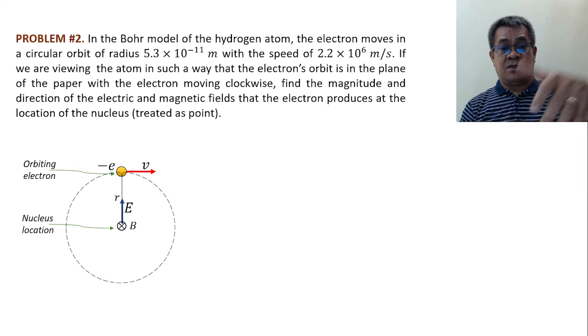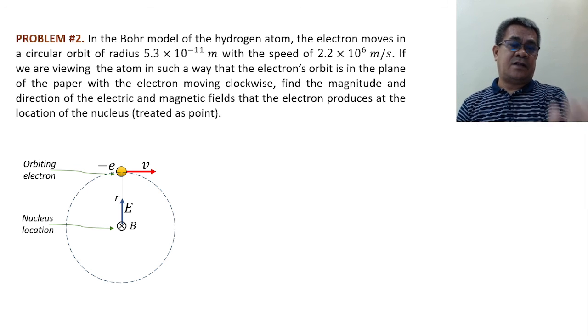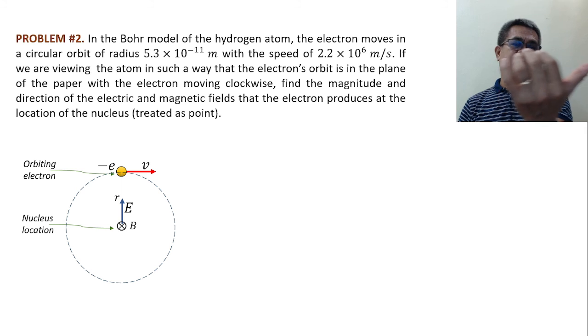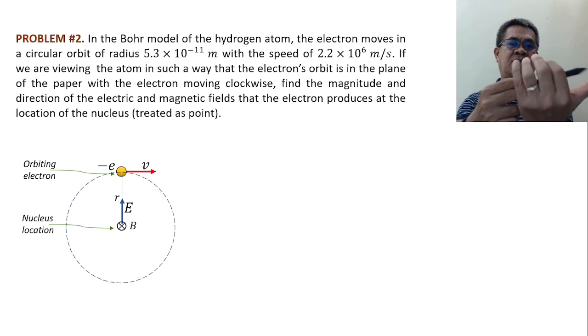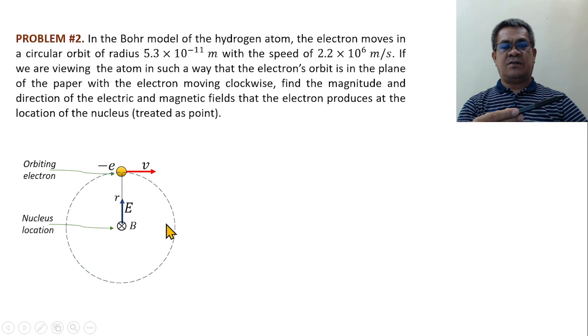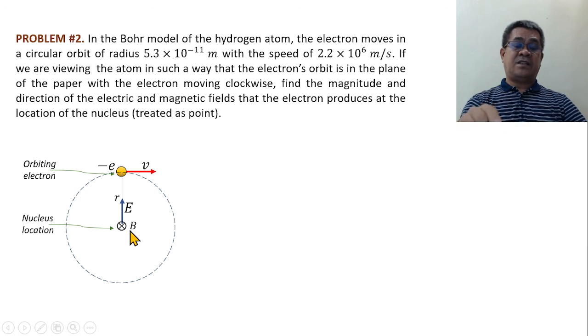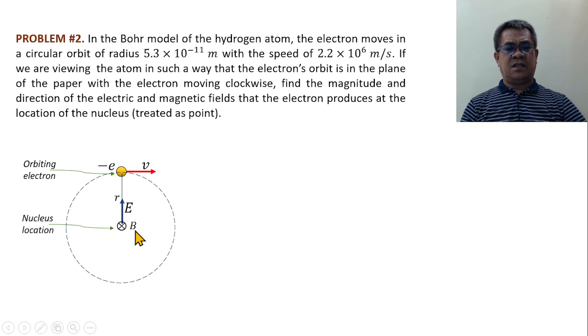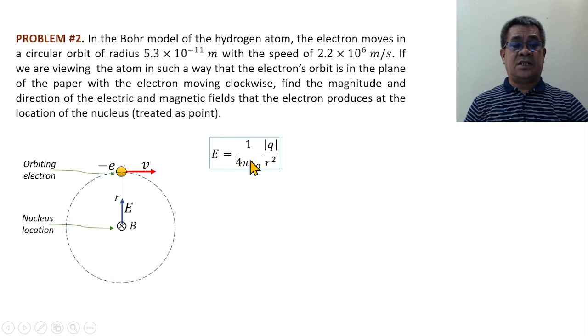So you can use your right hand rule. The right hand rule says that the magnetic field is directed into the plane. You stretch your thumb in the direction of your velocity, then curl your fingers. Then, of course, this is now into the plane. That's why X. This is the magnetic field, while the electric field is towards the charge. So how much B and how much E? Okay, let's start with the electric field.